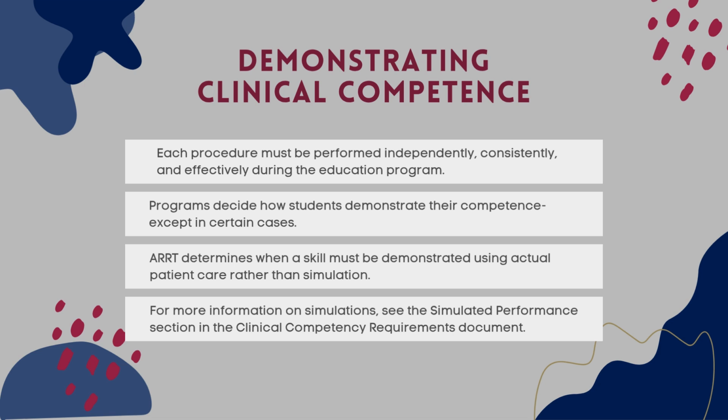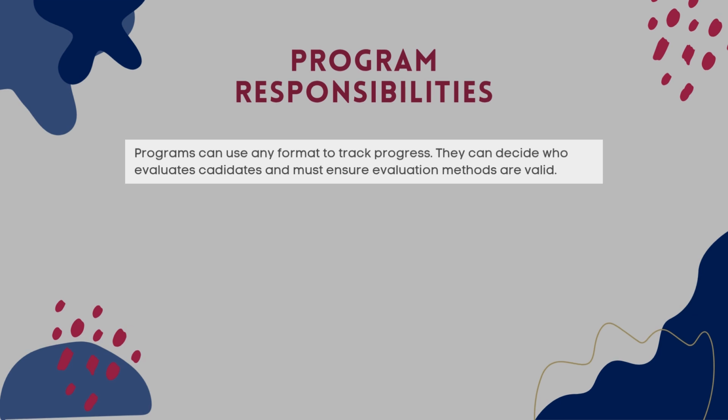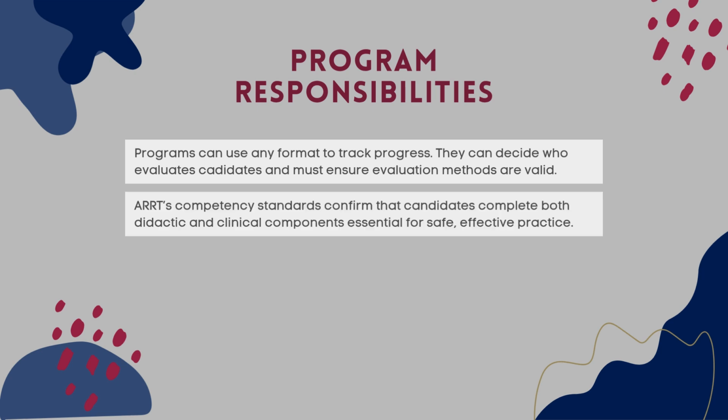When a candidate applies for certification and registration, the program director is responsible for verifying that the candidate has demonstrated competence in the required procedures. Programs can choose any format to track student progress and performance. Program directors also decide who evaluates the candidate, when those evaluations take place, and they're responsible for ensuring the validity of the evaluation methods. ARRT's competency requirements are designed to make sure every candidate has completed both the didactic and clinical components necessary for safe and effective practice.